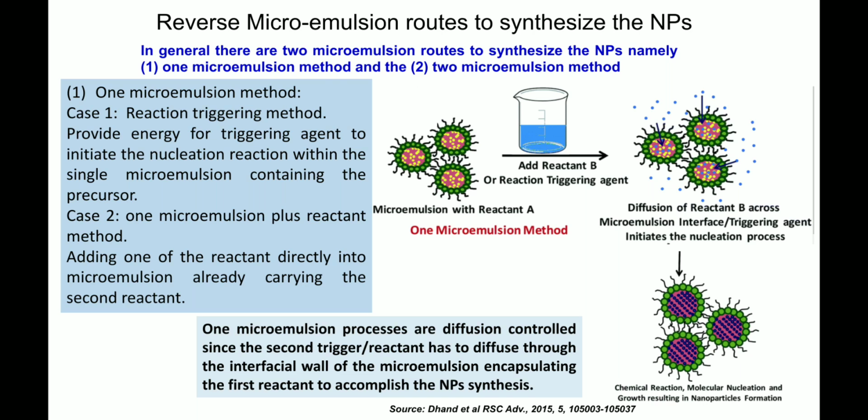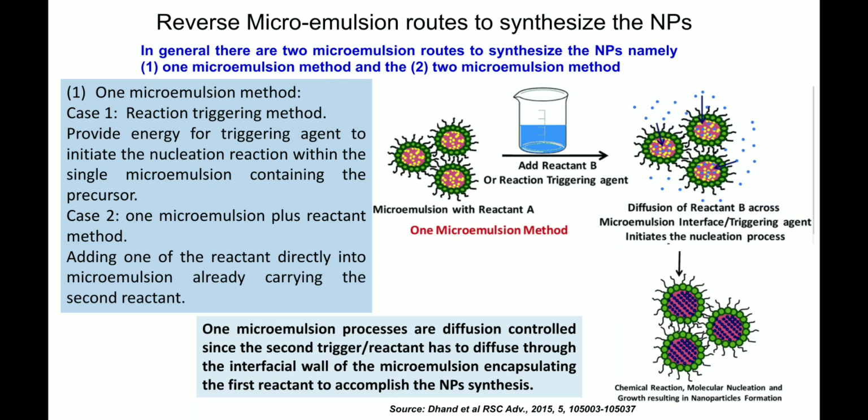So this is case number 2, where one reactant is added directly into the microemulsion already carrying the second reactant. The second reactant diffuses into the nanoreactor, and it starts the chemical reaction, and there is formation of the nanoparticles. That is shown in this schematic image. Both ways are represented in this schematic image.